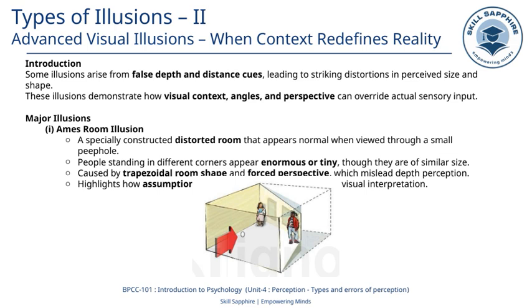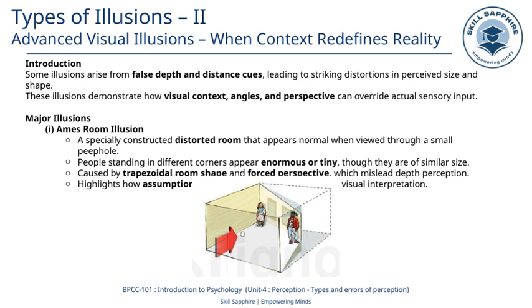One of the most fascinating examples is the Ames Room illusion. This is a specially constructed room that's deliberately distorted. When you look at it through a small peephole, it appears to be a normal rectangular room. But in reality, the shape is trapezoidal, and this distortion tricks our depth perception.